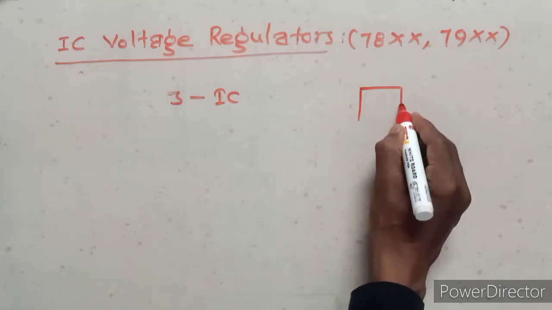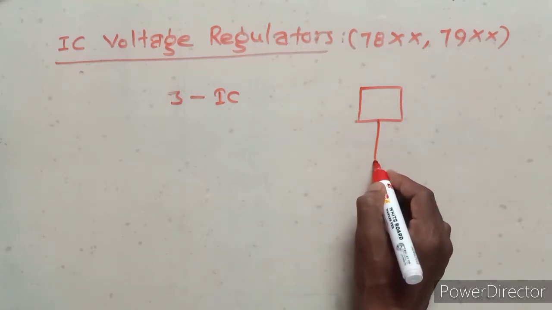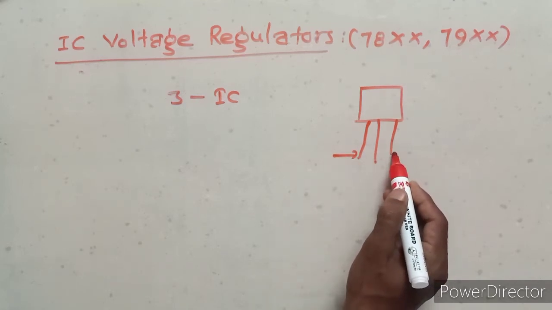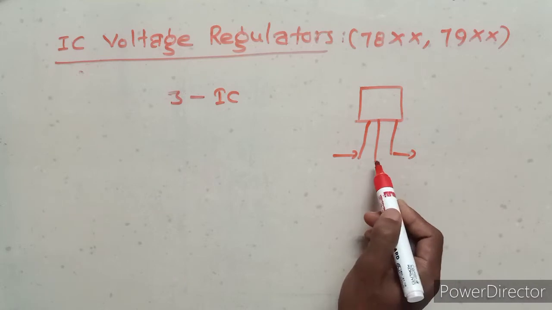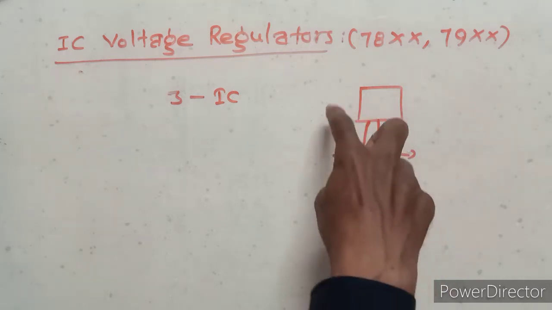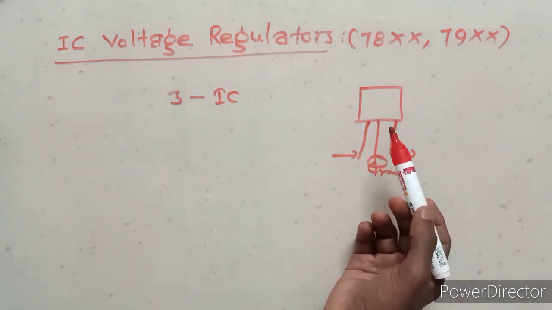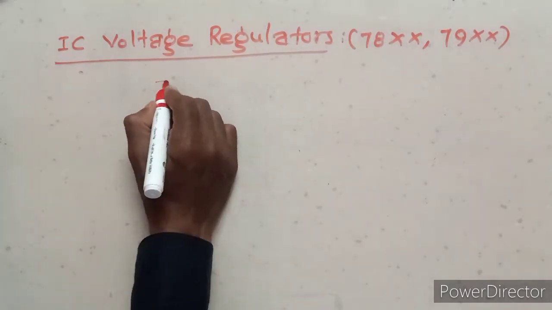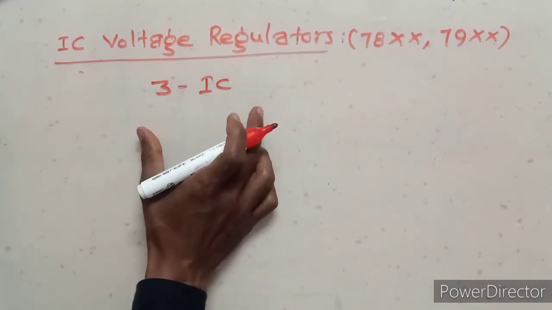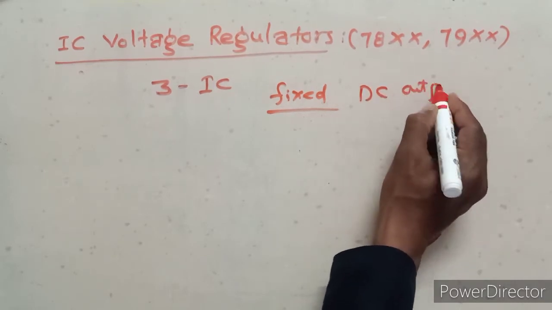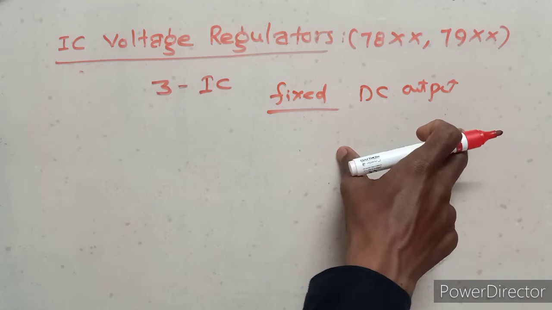3-terminal means, for example, one terminal is the input, another is the output, and the next is the ground, that is the earth. Input, output, ground: this is the 3-pin regulator. The 3-terminal IC voltage regulator produces a fixed DC output voltage from variable DC.